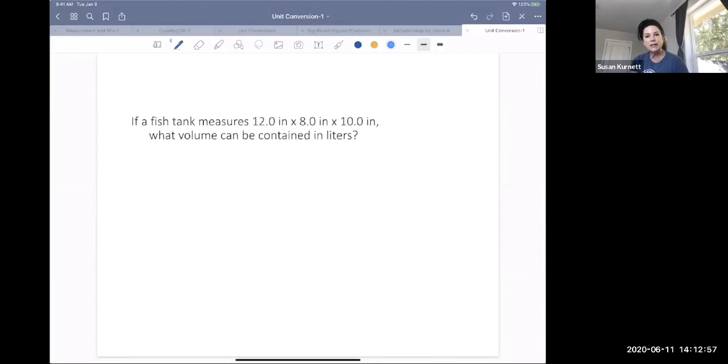Okay, so now we're going to do that same idea, except it's a volume. We're taking a length times a width times a height to come up with the volume of a fish tank. And then to get to liters, we're going to take our inches cubed and go to centimeters cubed. So that's the place where we have to cube the inches, the centimeters to inches conversion. But then a centimeter cube is a milliliter. So there's no cubing of the milliliter. And then we use the prefix to get to liters.